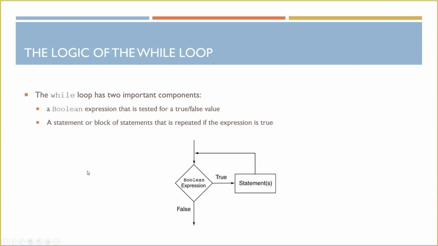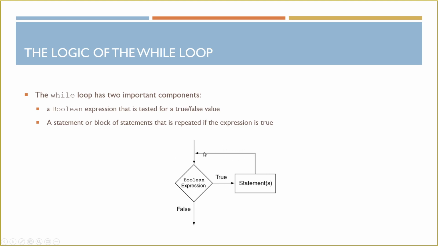So the first thing we're going to talk about is the while loop. And this is kind of the logic of how the while loop works. We've got to keep 2 things in mind with while loops. A while loop is going to have a Boolean expression that's going to be tested for a true or false value, just like an if statement has a Boolean expression. A while loop does as well. And then the second component is a statement or block of statements that will be repeated if our Boolean expression is true. So down here is kind of a flowchart, if you remember our flowcharts discussion.